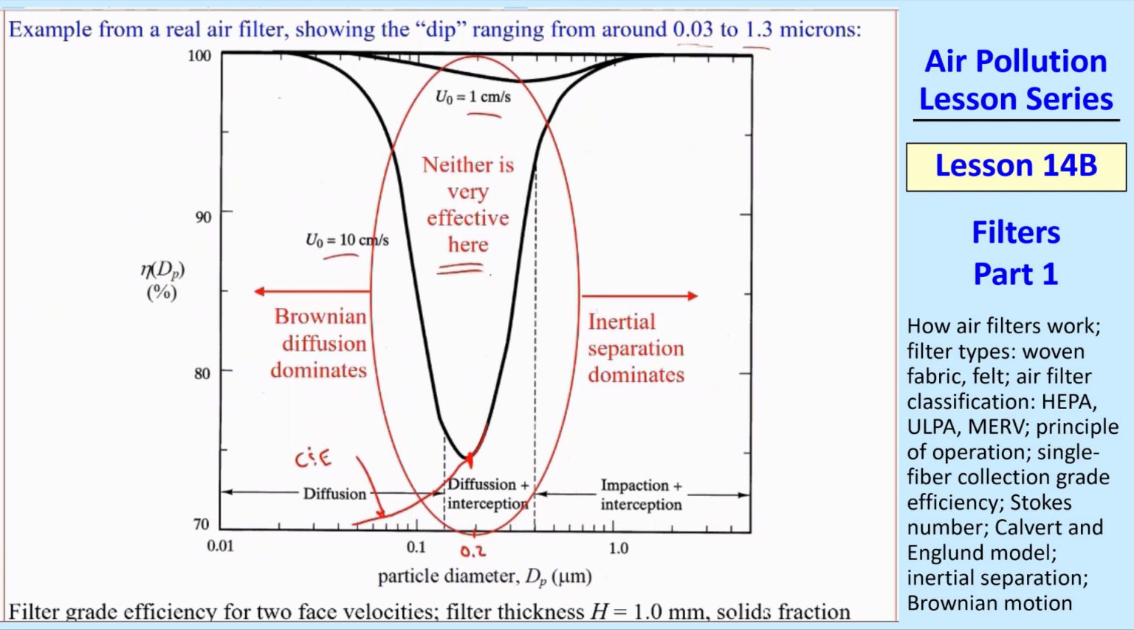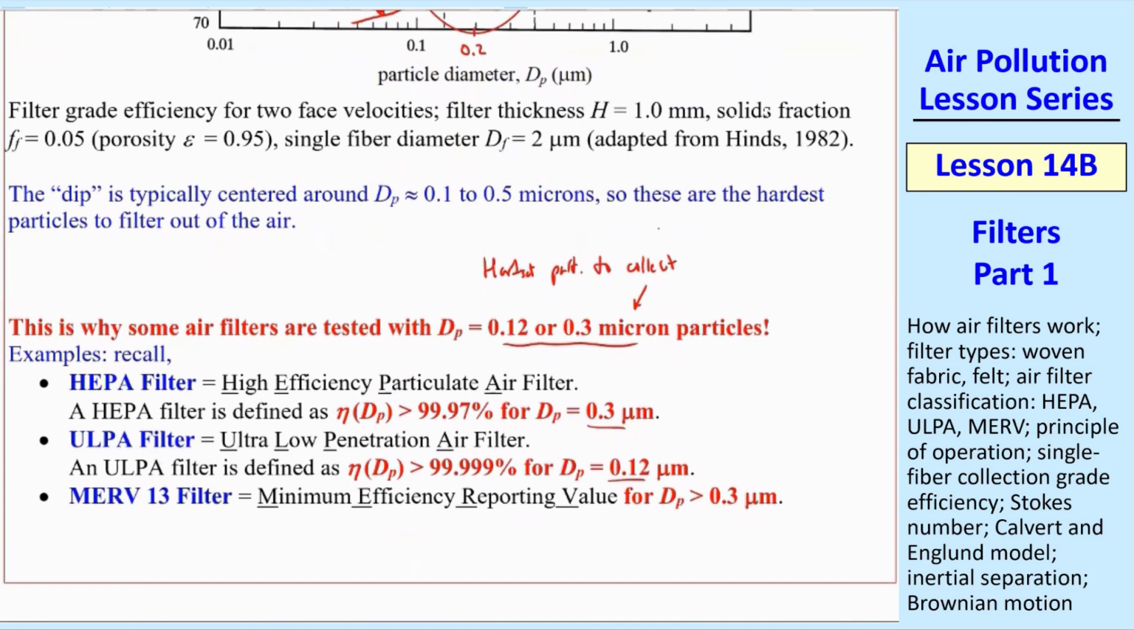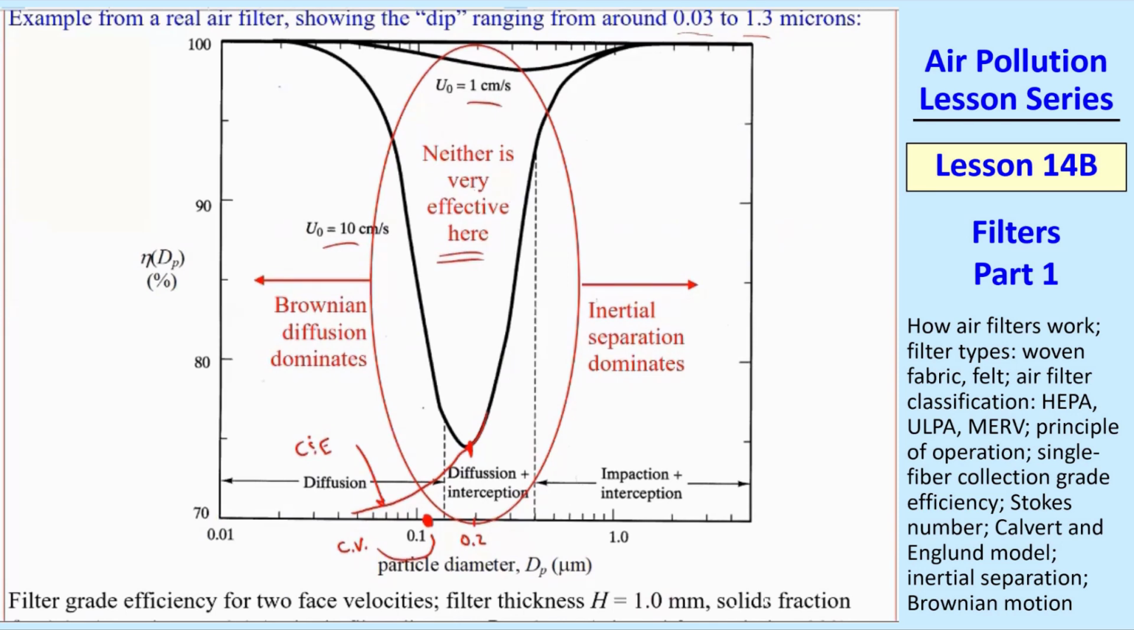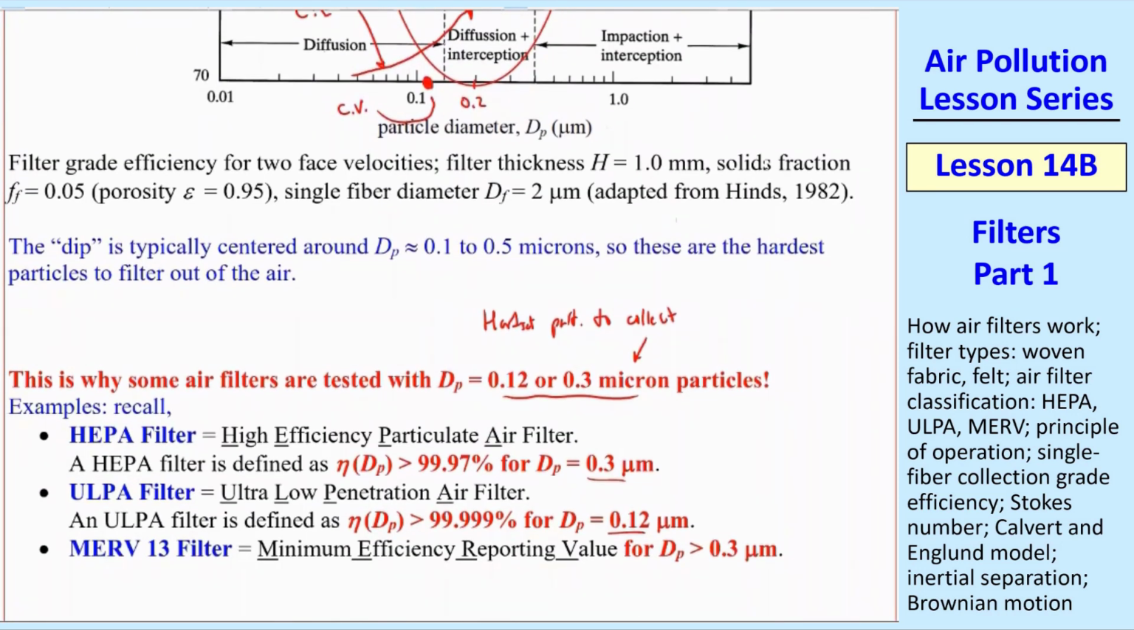In this zone, I have that red egg around. Neither of these is very effective. Inertial separation doesn't really work well, and Brownian diffusion doesn't work well because the particles are too big. Particles are too big for Brownian, too small for inertial, so there's that dip. And so that's why they test these there. MERV 13 uses 0.3, and unfortunately, coronavirus particles are right around this size right here, and for most filters, you're in that dip. It's very hard to get rid of these very small virus particles.